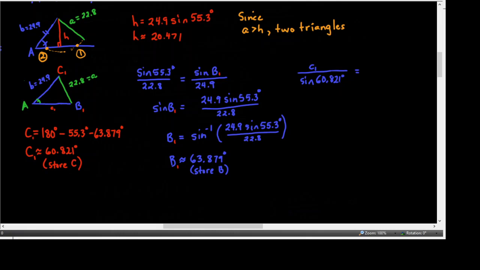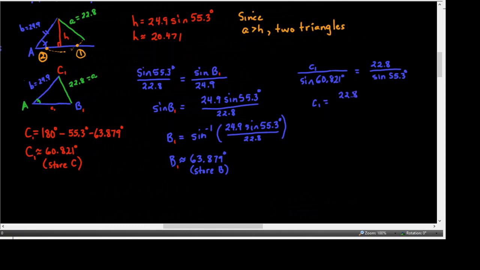And then the pair that we know that was given was the A stuff. So that's going to be side A, 22.8, over the sine of A, sine of 55.3 degrees. So notice I'm in one case using the same old law of sines, side over sine of angle, whereas when I was finding angle B1 over here, I used the reciprocal. So I'm going to freely move between the two and use whichever one is the better for that particular problem.